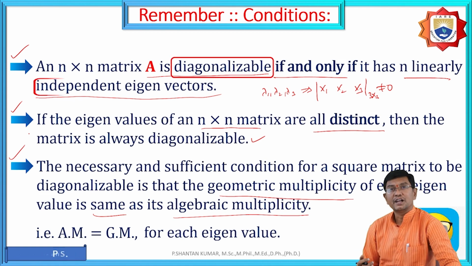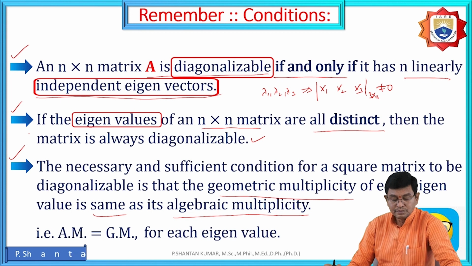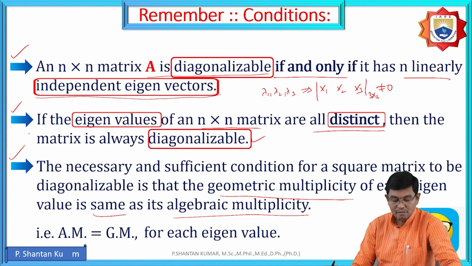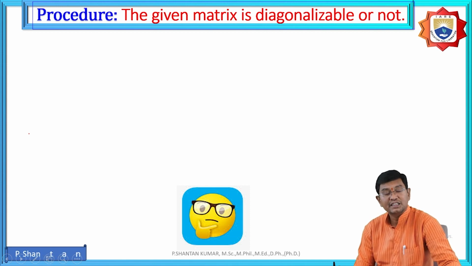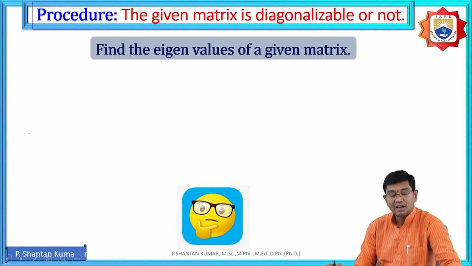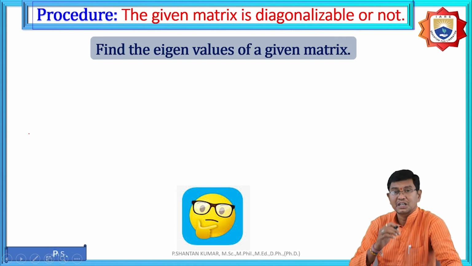And here, for example, what is the procedure for finding whether the matrix is diagonalizable or not? According to this, we need to remember a flow chart.